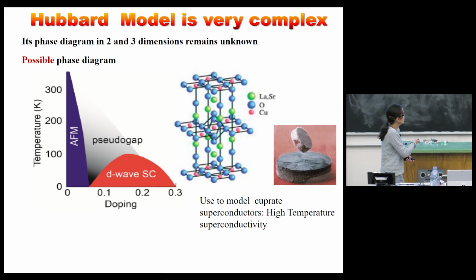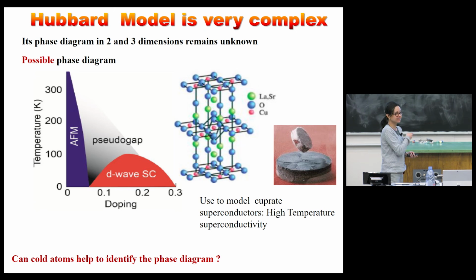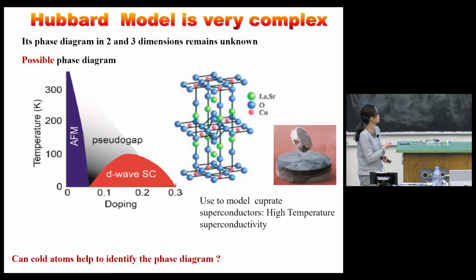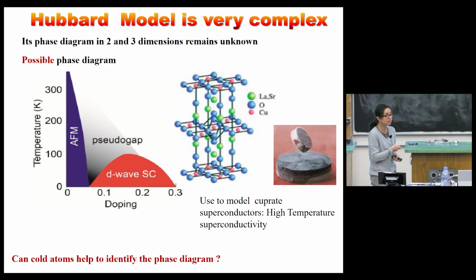Still, it's not very clear if this is actually the phase diagram that determines the behavior of the system. So one of the questions that we have is whether we can use ultra-cold atoms to actually identify the phase diagram of the Hubbard model. There has been great progress, but we are still stuck at very high temperature, remember, because of the difference in energy scales between condensed matter systems and atomic systems. But one part of the phase diagram that we have been able to explore is the case where there is no doping, where the system is antiferromagnetic.